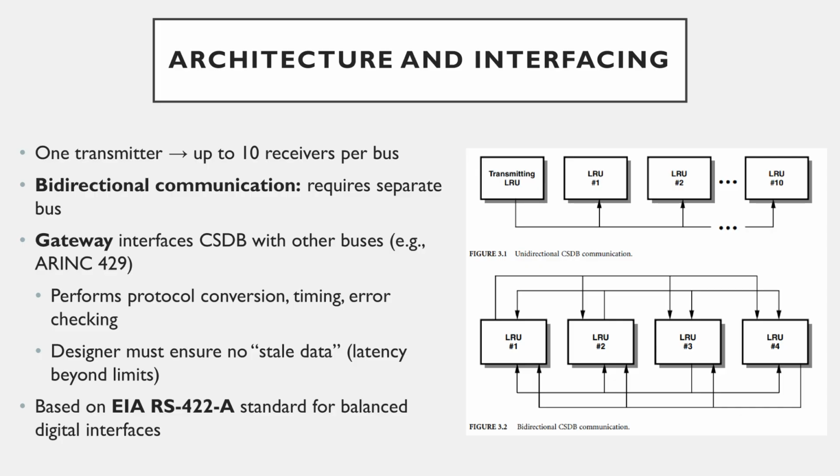CSDB supports one transmitter and up to 10 receivers on a single bus. Bidirectional communication requires a separate bus. Gateways interface CSDB with systems like ARINC-429 by performing protocol conversion and timing management, while ensuring minimal latency.